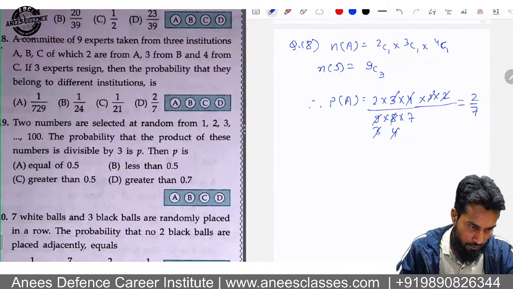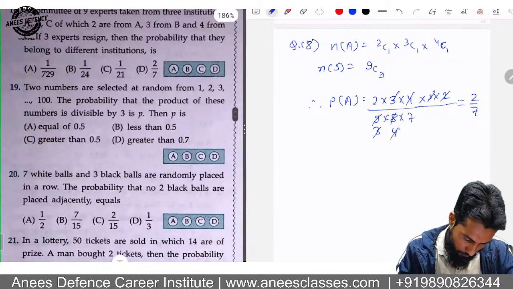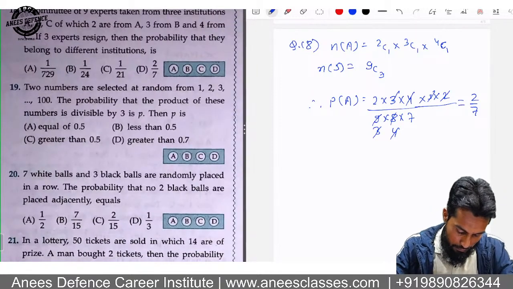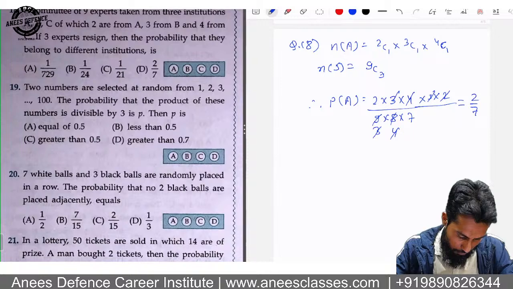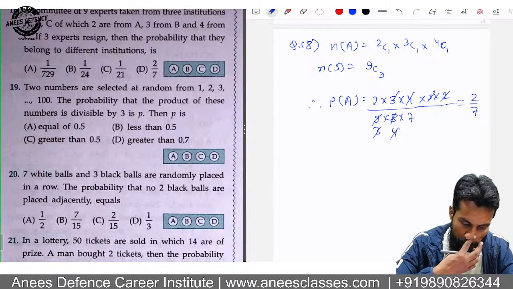See question number next now, 19. Two numbers are selected at random from 1 to 100. The probability that the product of these numbers is divisible by 3 is P. Then P will be what? Okay, you have to find out the probability of those numbers between 1 to 100 such that taking two numbers, their product should be divisible by 3.